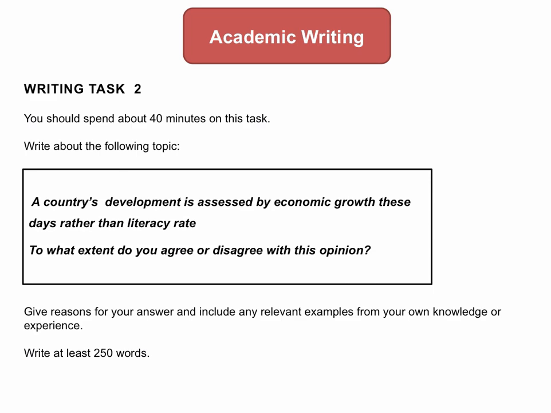Looking at the example of academic writing, the format is exactly the same as general writing. First we have writing task 2 mentioned at the top. Then we have the time limit, 40 minutes. And then we have the topic, which is given in the box. And then finally, we have the instruction and the word limit.